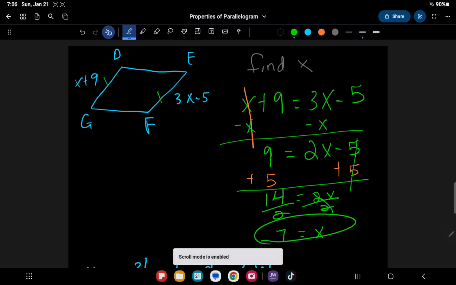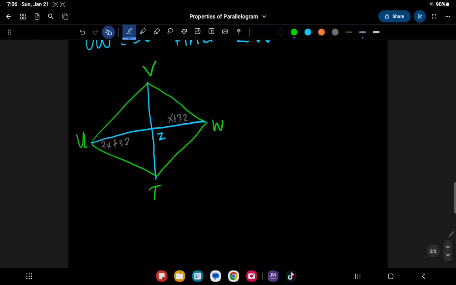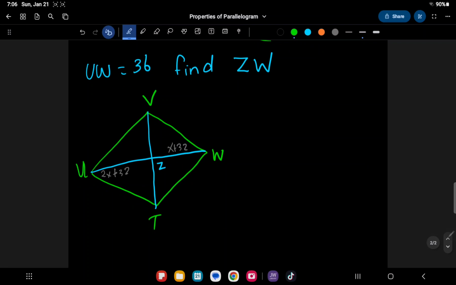Finally, we need to find, where is it? Yes, find ZW. So we're given UW, the entire line being 36. We need to find ZW. ZW is half of that. Well, first of all, we need to solve for x.